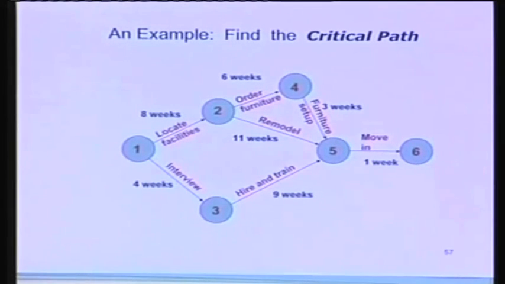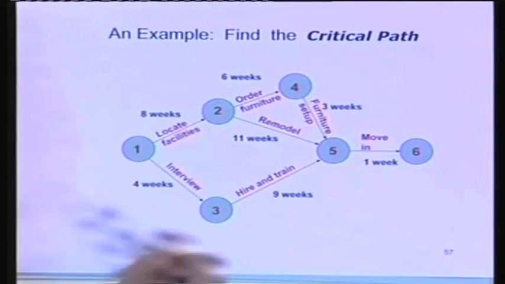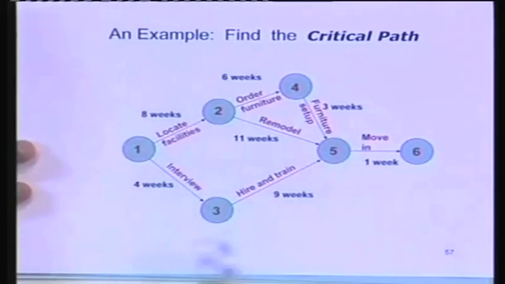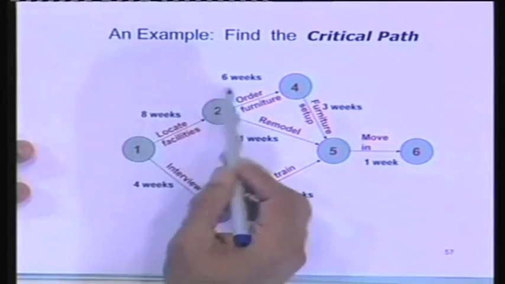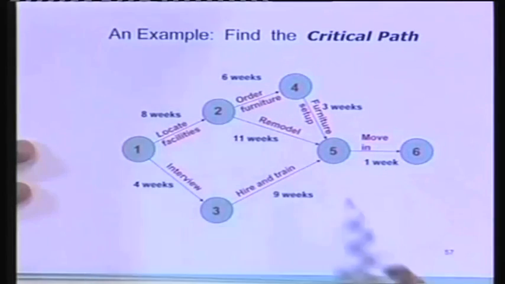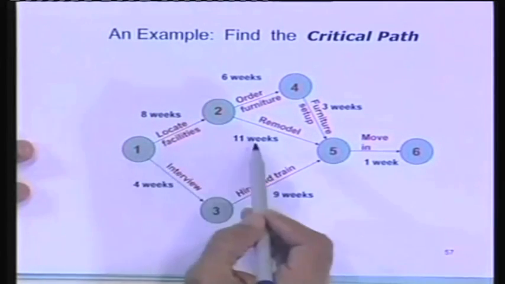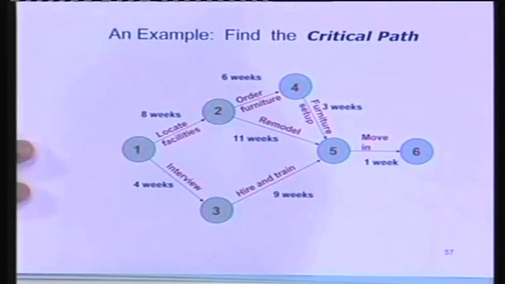Now given this, someone who is just in high school, that means he can add and compare. If you ask him, please tell me the total finish time for this project, what he will do is he will trace all the paths, from beginning to the end. So I've got 8 plus 6 plus 3 plus 1, that will be some number. 8 plus 11 plus 1, that will be another number. 4 plus 9 plus 1, that will be a third number. The longest path, whichever one it turns out to be, is going to be the duration of the project.